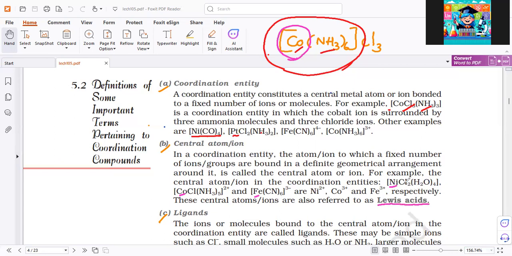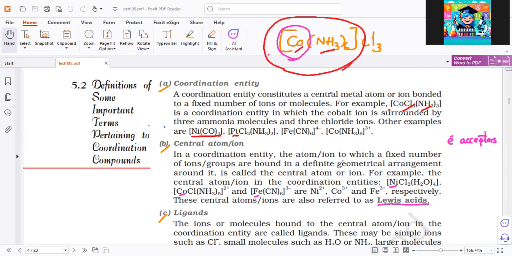So we have studied what Lewis acids are. Lewis acids are those which have the character of electron acceptance. So electron acceptors are known as Lewis acids. Metal ions are positively charged, so there is a tendency for them to attract electrons, thereby acting as electron acceptors as well as Lewis acids.